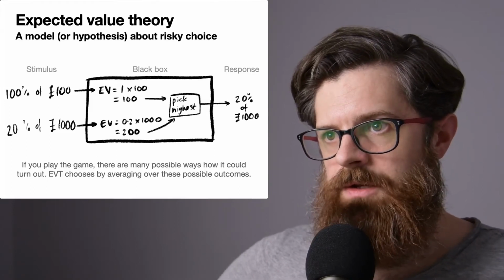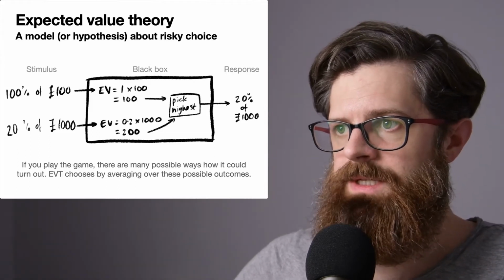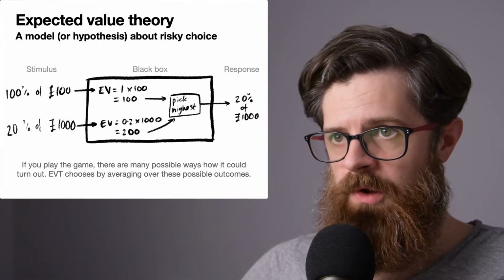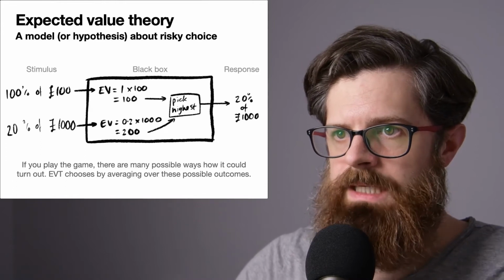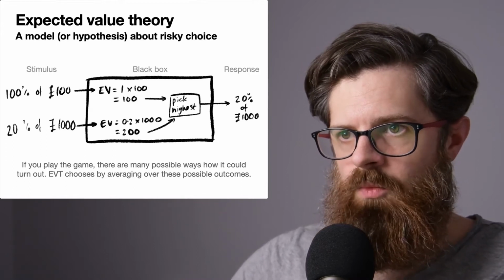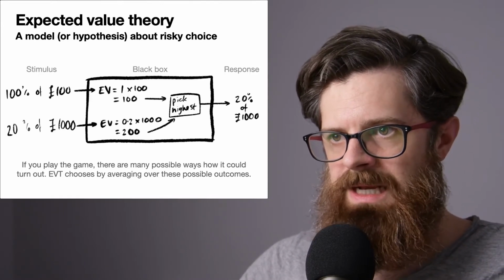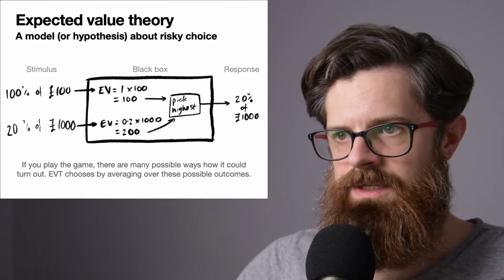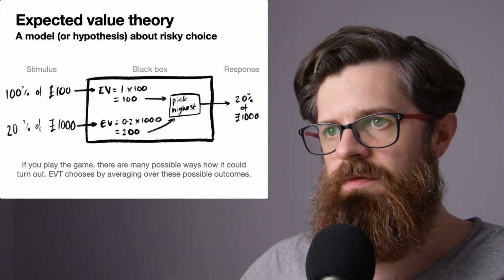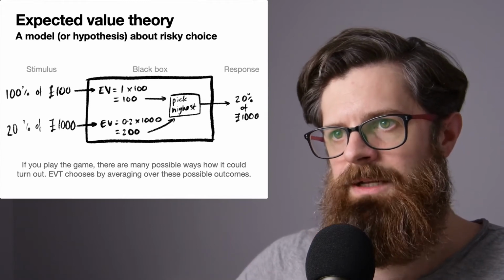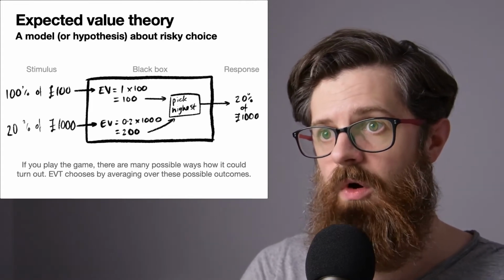This video is going to introduce the idea of expected value theory. This is a model or a hypothesis about how we make risky choices. If we look at the large-scale structure of the diagram here, we have our generic black box. We have stimuli, and in this case what we have is monetary rewards given to people with certain probabilities of winning those rewards, and the response is basically which choice they would like to go for.